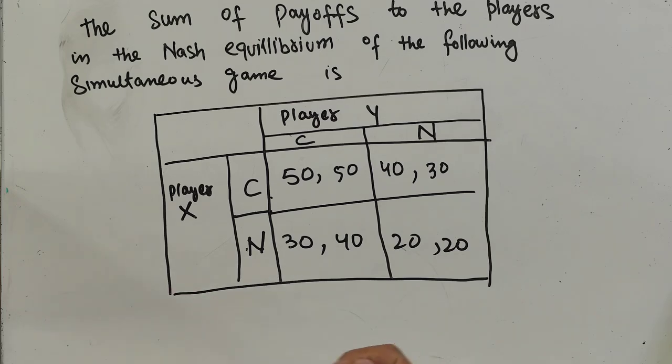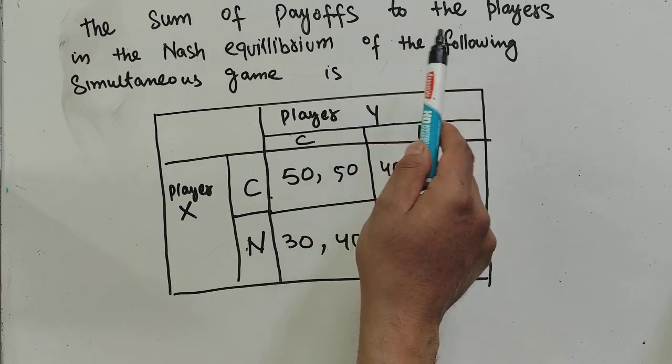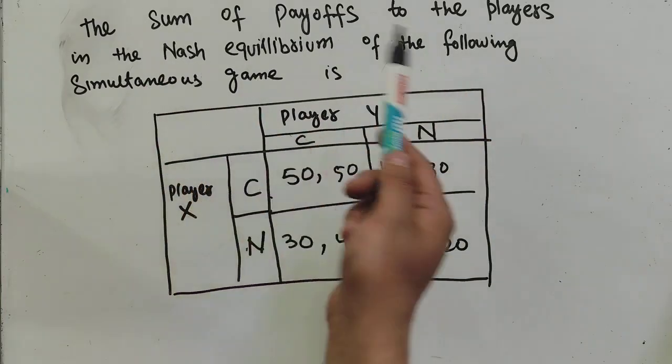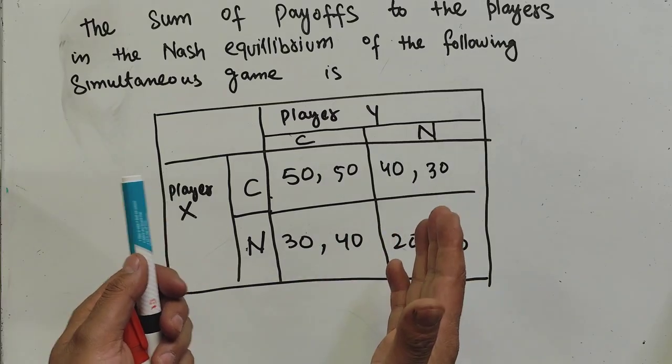Next question is related to Nash equilibrium. The question is: the sum of payoffs to the players in the Nash equilibrium of the following simultaneous game is. We are being given the payoff matrix for two players.